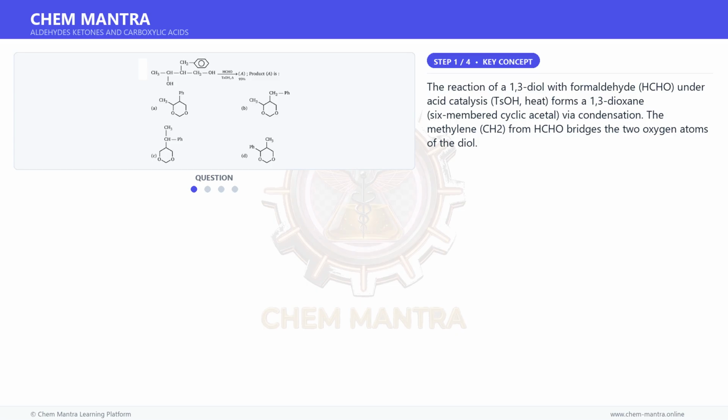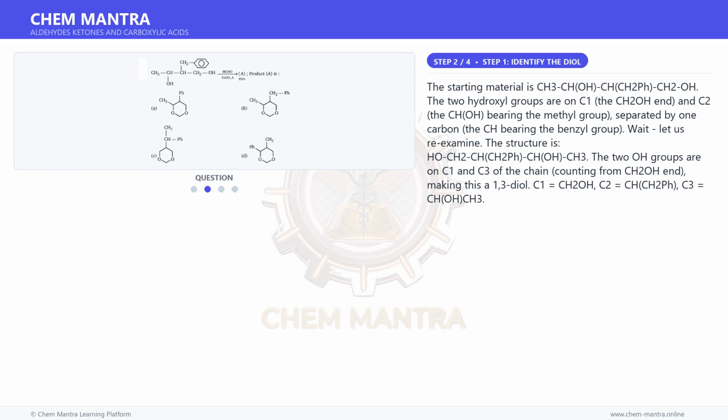The reaction of a 1,3-diol with formaldehyde, HCHO, under acid catalysis, TsOH, heat, forms a 1,3-dioxane, a 6-membered cyclic acetal, via condensation. The methylene, CH2, from HCHO bridges the two oxygen atoms of the diol.